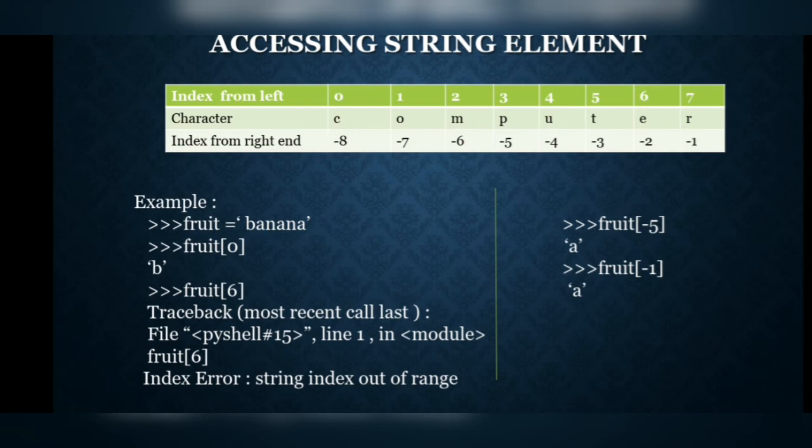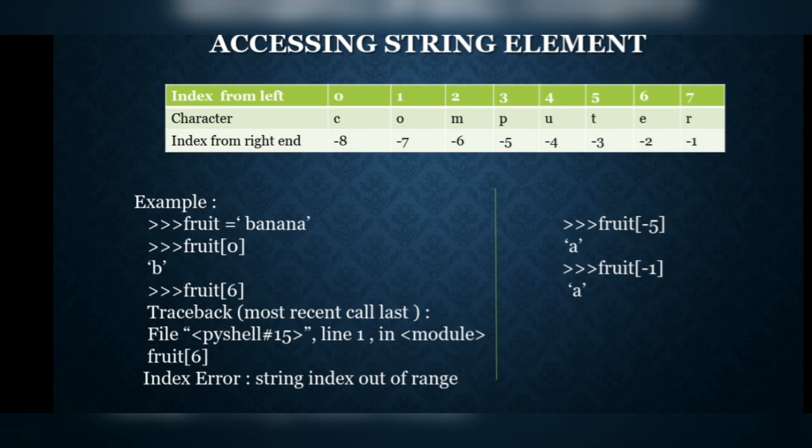Next, suppose we take fruit[4], the output will be N. Next, fruit[6]. This code will not produce an output because the string index is out of range. Here the string index goes up to 5, but we want output at index 6, so an error will occur.